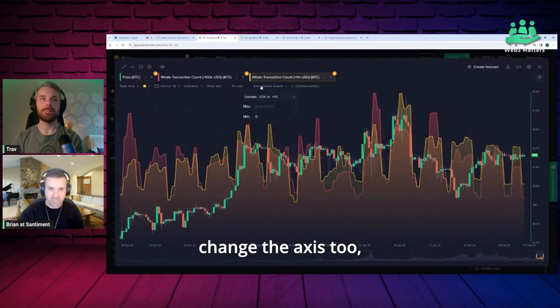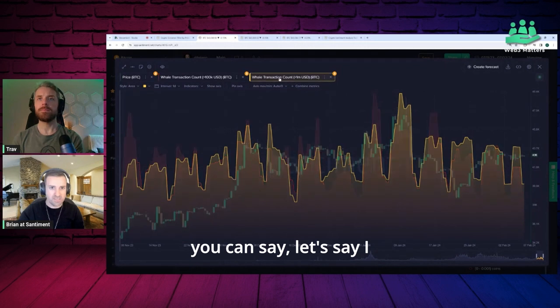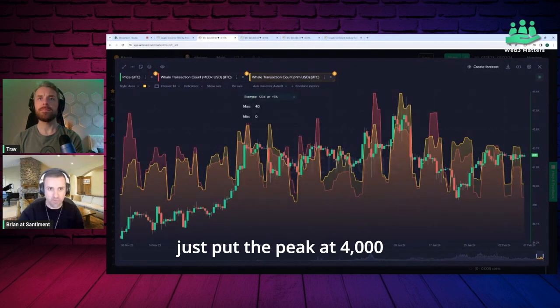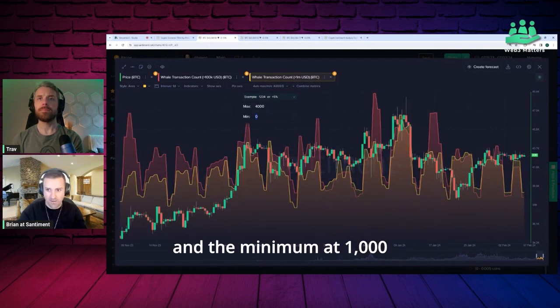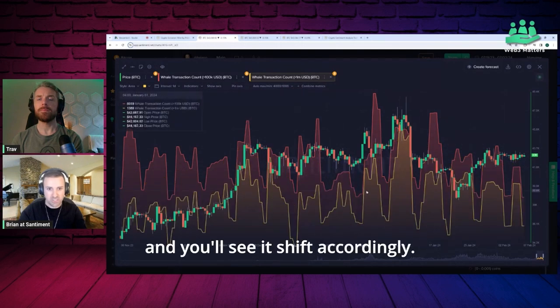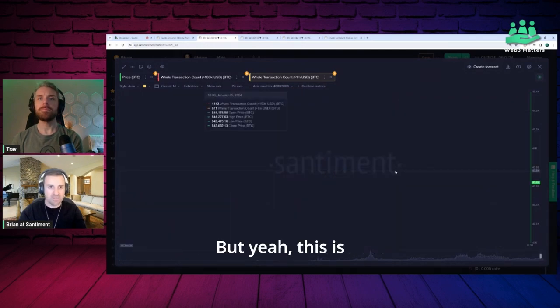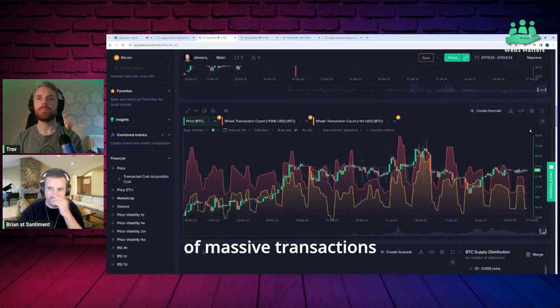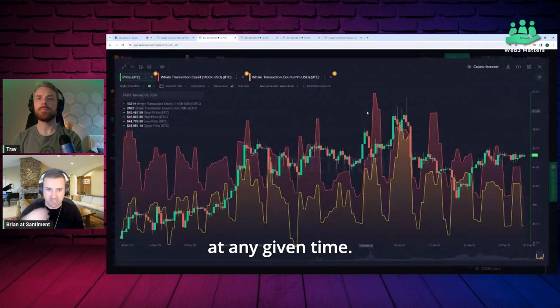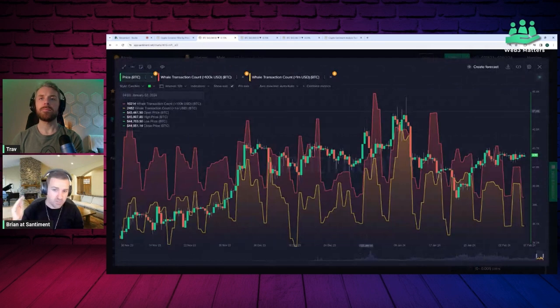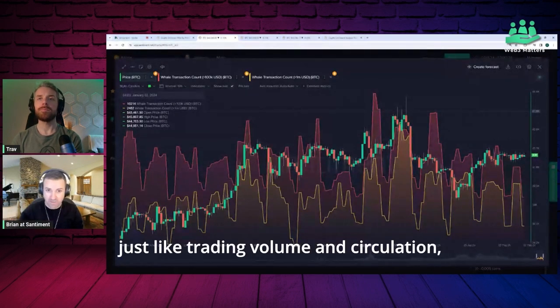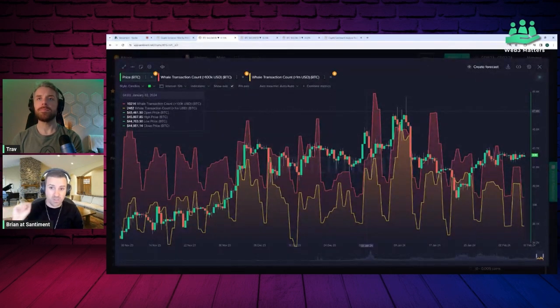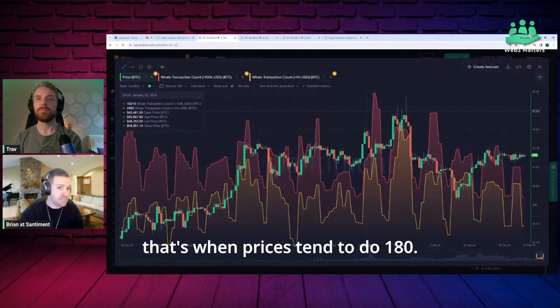And of course, you can change the axis too. Let's say I just put the peak at 4,000 and the minimum at 1,000, and you'll see it shift accordingly. But this is essentially just a great way to look at the amount of massive transactions at any given time. And as you'd imagine, when you see big spikes, just like trading volume and circulation, that's when prices tend to do a 180.